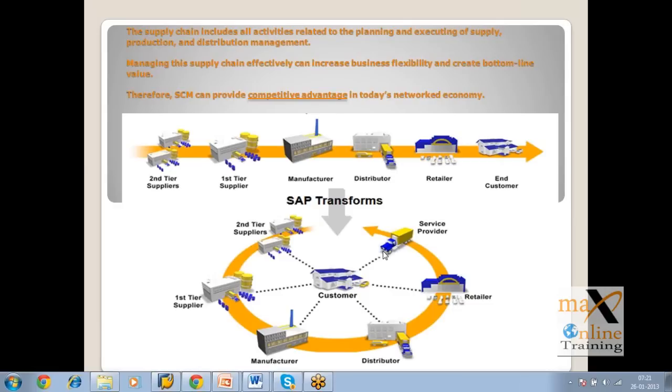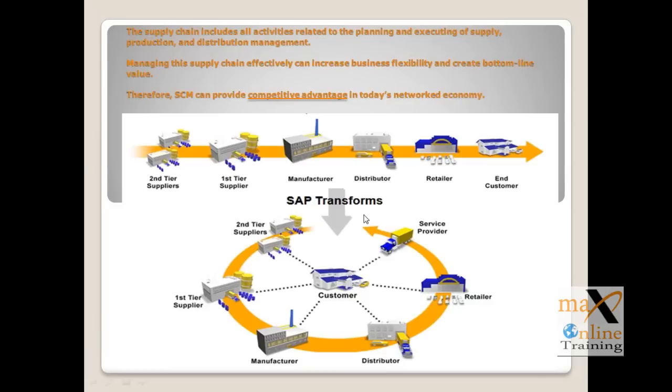In the market, there are many ERP software vendors providing SCM software. You can take SAP, Oracle, Baan, PeopleSoft, and many others. But why are we giving importance to SAP? It has 70% of the market share in ERP.